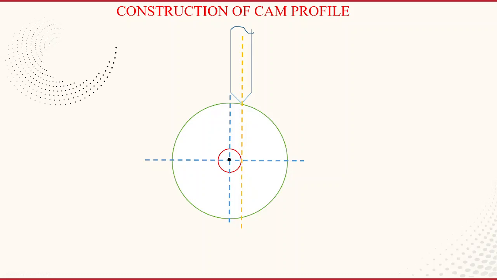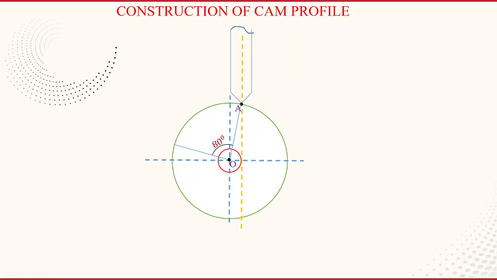So now we can mark the point of the knife edge that is touching the base circle. Now we assign the letters O and A. O is the center of the cam and A is the point where the follower is touching the base circle. That is the trace point. Now let us join O and A. This is the reference line, and from that line you measure the angles for the outstroke, dwell, return, and dwell. From OA you take the outstroke angle, which is given as 80 degrees.